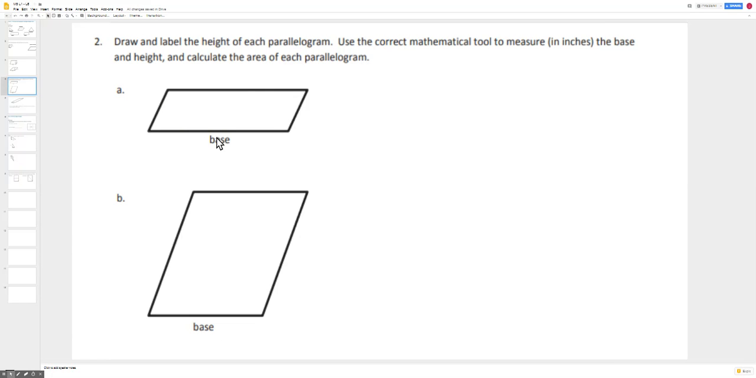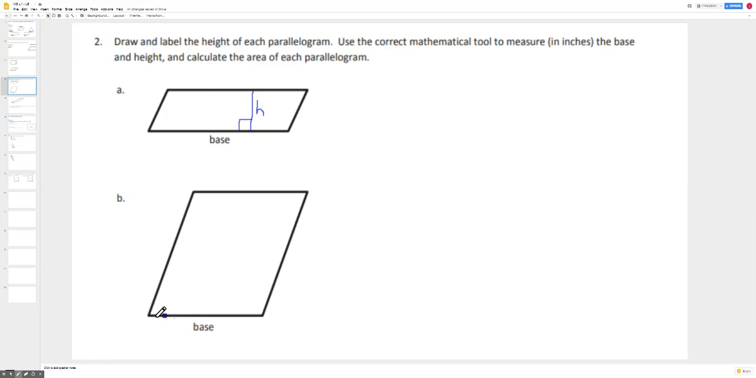So if we look at A here, if this is the base, we want to be able to draw and identify the height. Well, if this is the base, to find the height, we just need a straight line from this base to its opposite side. And then we create a right angle. So this right here would be the height, and we just want to label it h. And that's it. That's all I want you to do. We're not going to do the second part yet. We're going to do that during the assignment portion of this lesson.